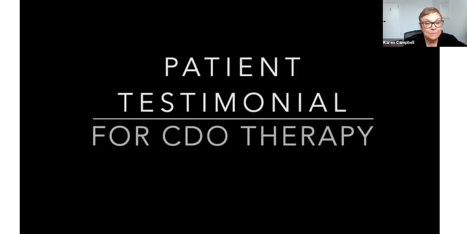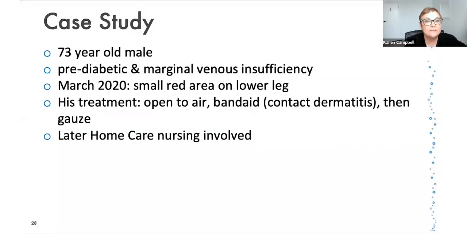Great. And Bill's wound went on to close. And so let me tell you a little bit about his background. 73-year-old man, he was pre-diabetic. He had marginal venous insufficiency. And in March of last year, he had a small red area on his lower leg. His treatment initially was to leave it open to the air, as often you hear from your patients, and to use a Band-Aid, but he then developed contact dermatitis, and then he switched to gauze. Initially, he was managing this wound on his own, and later home care nursing became involved.